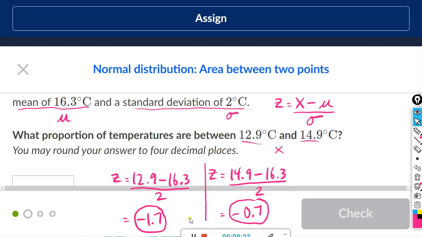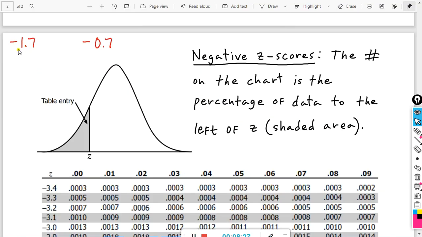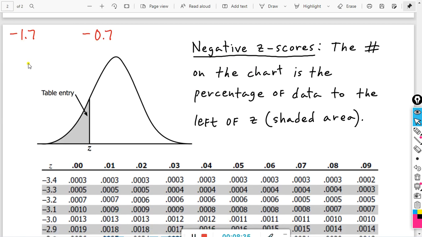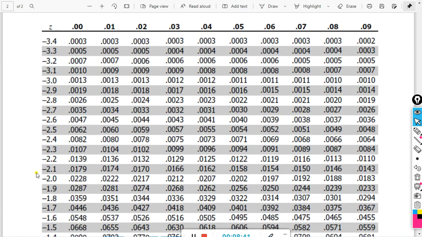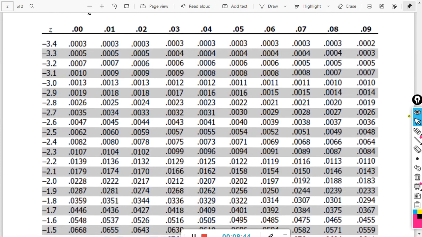Let's go to the table. So we have our 2 z-scores, negative 1.7, negative 0.7. So we want the page with the negative z-scores. Okay, so let's go to negative 1.7 first. Here's our z column right here. All right, this is negative 1.7.